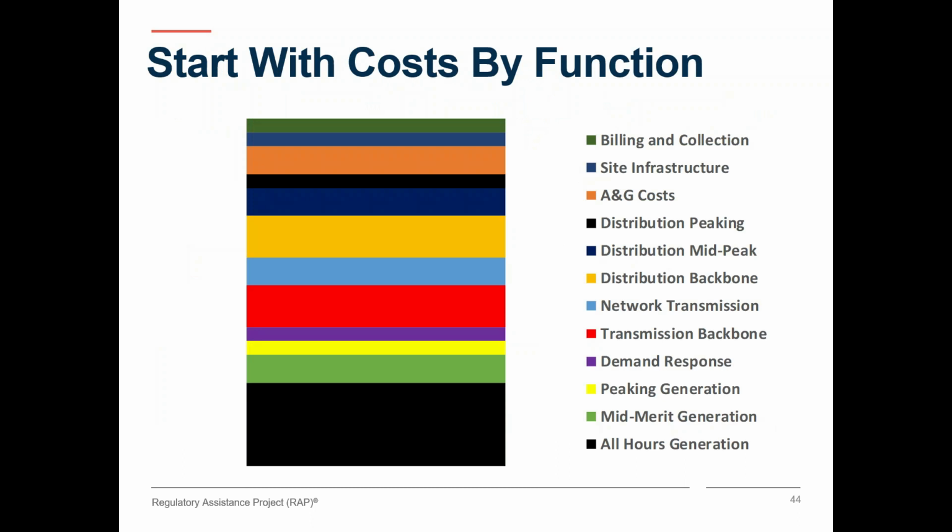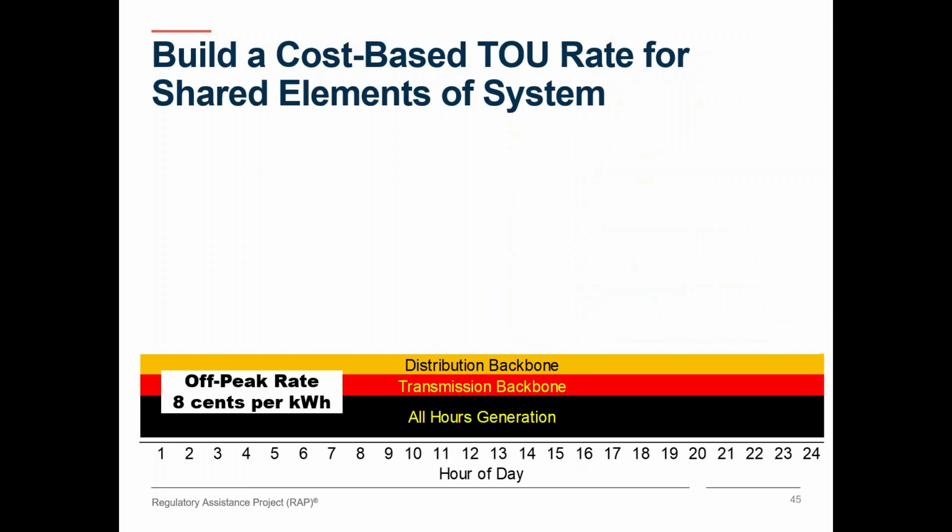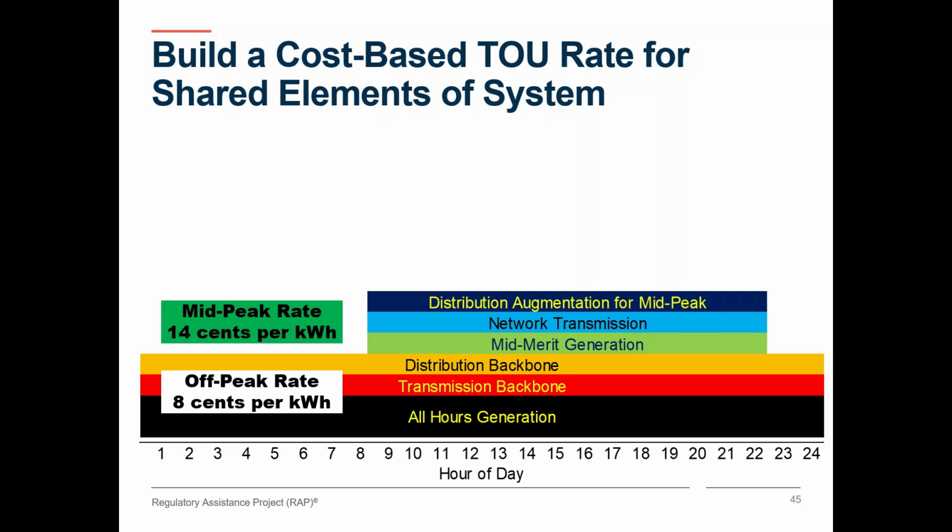I'll give one example of this, where most costs are assigned to the hours when the underlying assets provide service. We start by identifying categories of plant and expenses by function and identifying whether these are serving all hours or are intermediate or peak related. We then assign these costs to time periods. The baseload resources and the transmission and distribution backbone, the stuff that is used continuously to provide service at all hours, are assigned to all hours, here producing a rate of 8 cents.